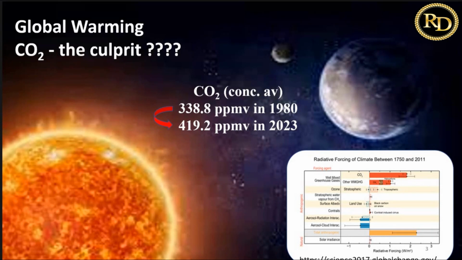Mostly the scientific community agrees that carbon dioxide is responsible for global warming, because carbon dioxide concentration has been increasing steadily since the post-industrial revolution. For example, in the 1980s the carbon dioxide concentration was 338 parts per million, but now in 2023 it has increased to 419 parts per million in the atmosphere.